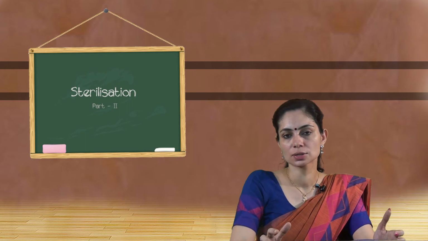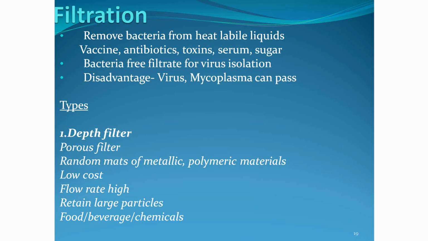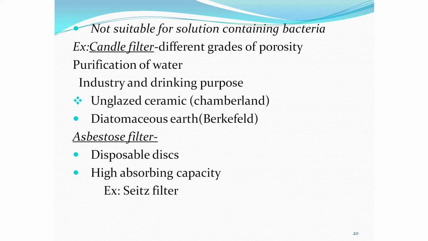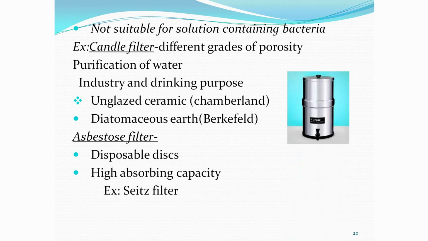Coming to the other techniques of sterilization, we have the filtration technique, where we remove the bacteria from heat labile liquids, vaccines, antibiotics, toxins, serum or sugar. Bacteria-free filters can be obtained for virus isolation in this technique. The disadvantage is that even viruses and mycoplasma can pass through the filter. We have different types of filter. First one is the depth filter, second one is the membrane filter.